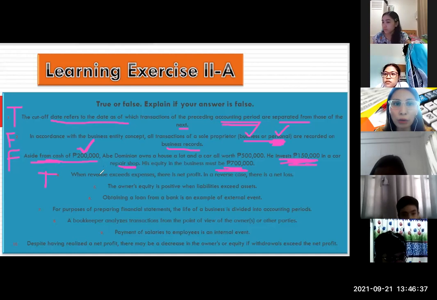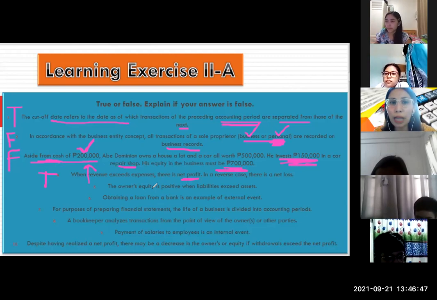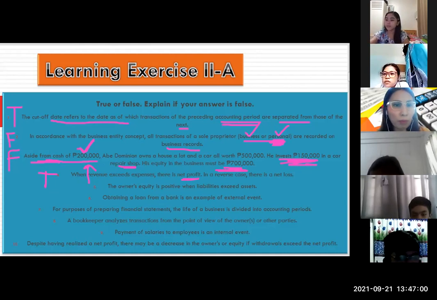Kasi pag revenue laging mas mataas, then its expenses, mayroong net profit and vice versa. Kapag ang expenses naman ang mataas, there's net loss. Next, number five. Number five, let's call Razon. Number five.